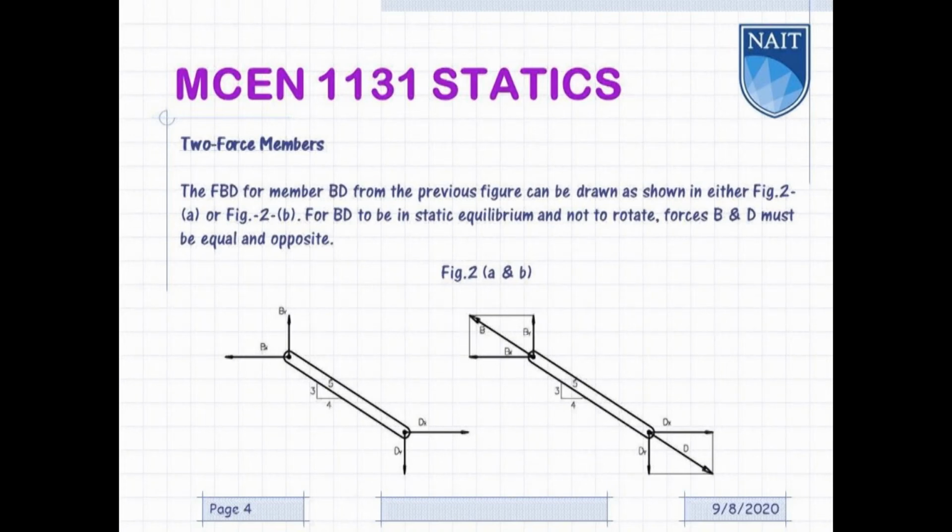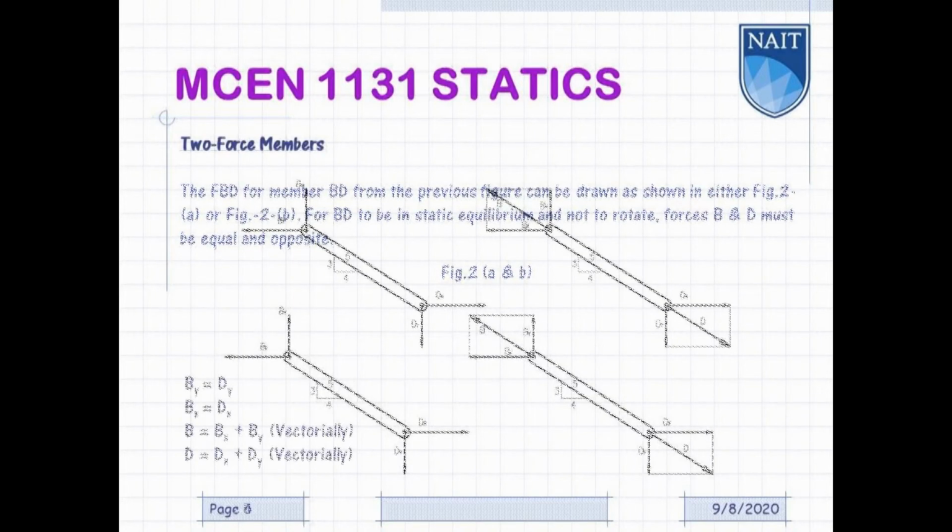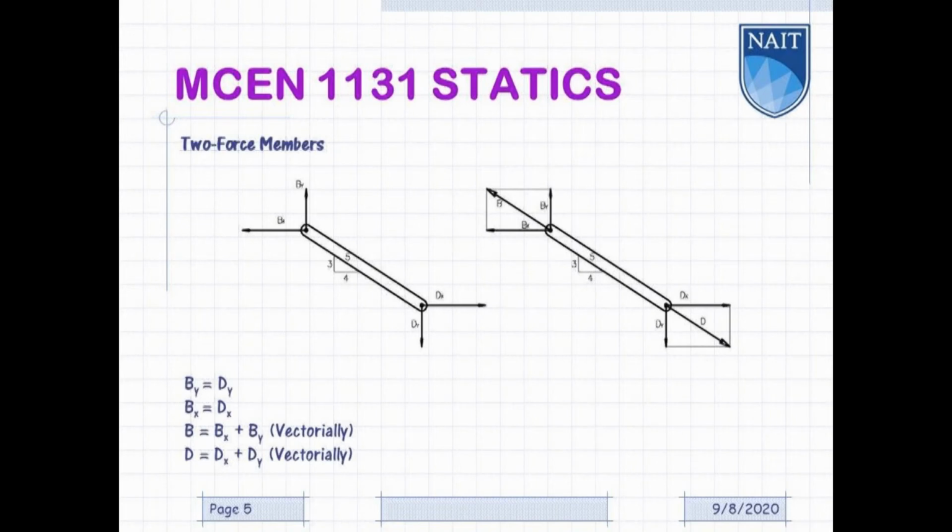The free body diagram for member BD from the previous slide can be drawn as shown in either figure 2A or 2B here. For BD to be in static equilibrium and not to rotate, forces B and D must be equal and opposite. Again, note that forces B and D are equal and opposite.